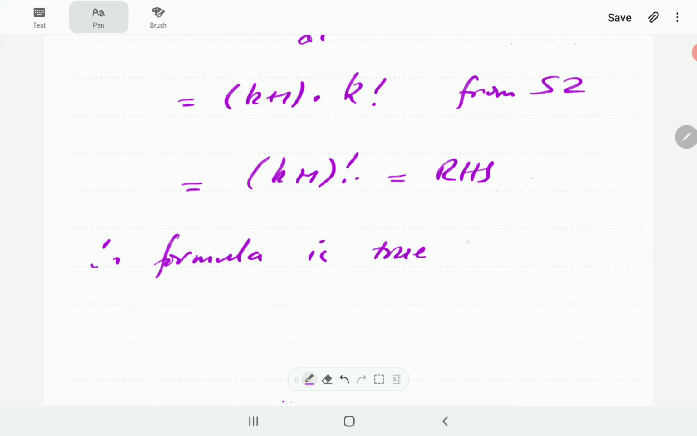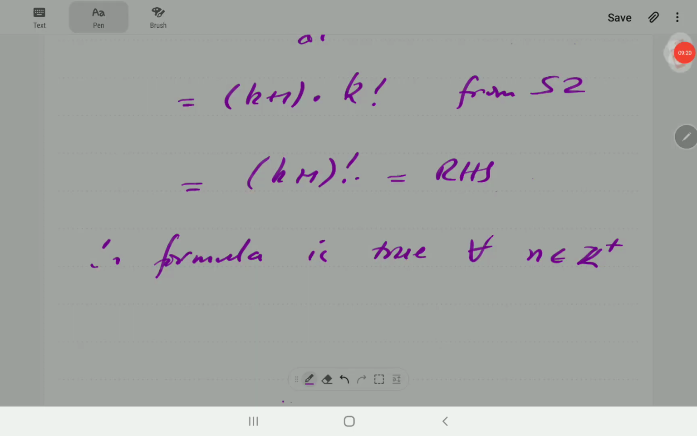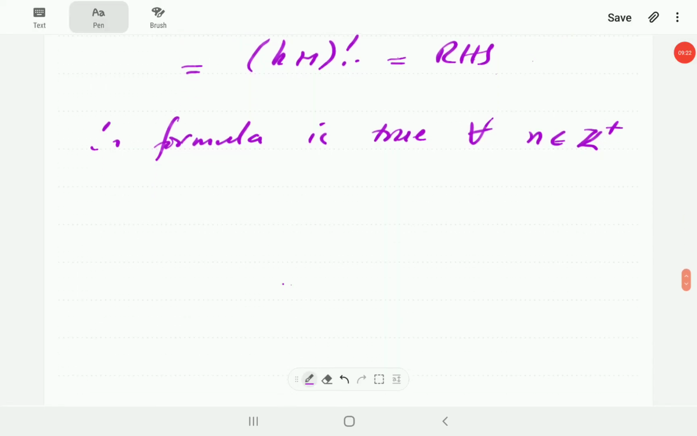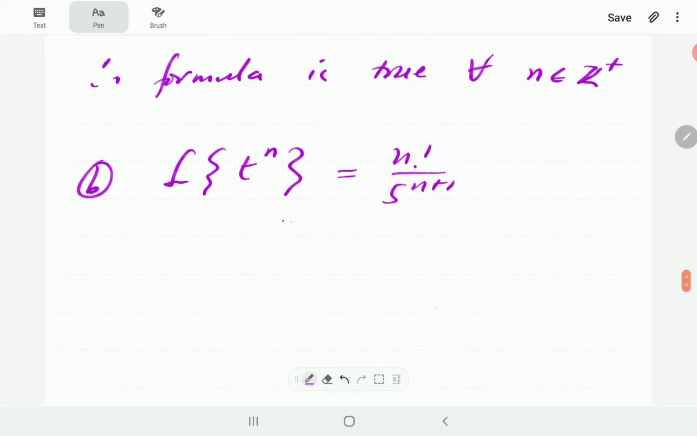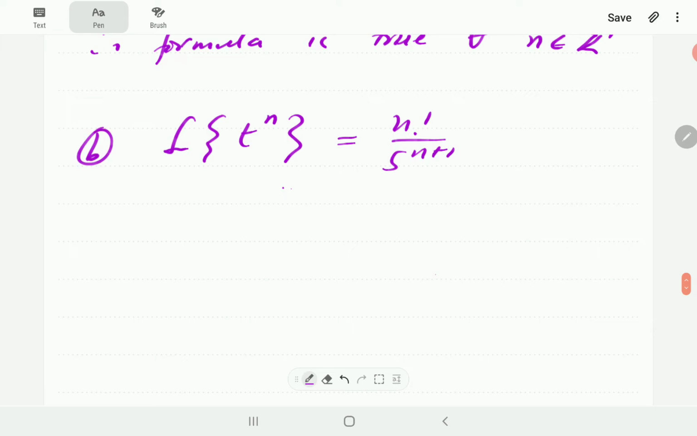So the formula is going to be true for all values of n. So that is the first one. In the second one, we want to prove that the Laplace transform of t to the power n is n factorial over s to the power n plus 1.